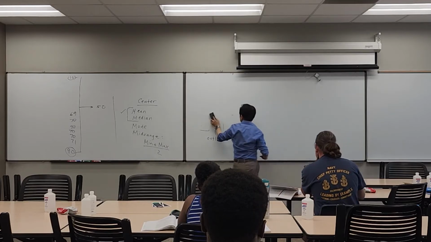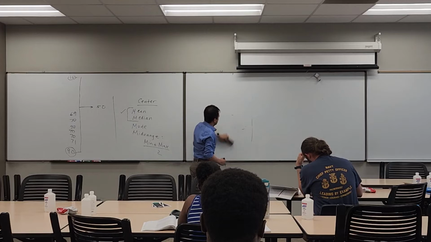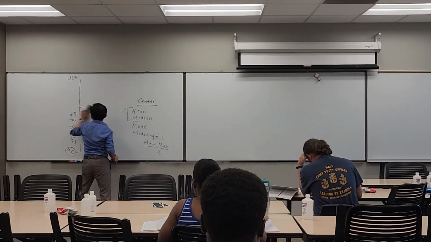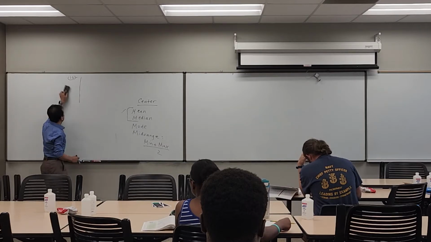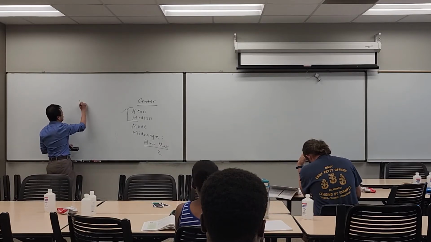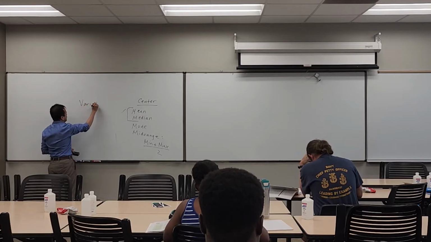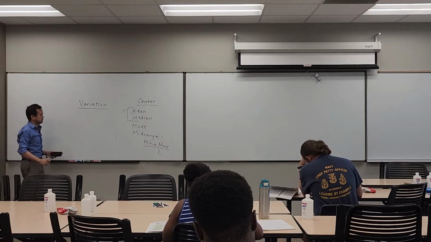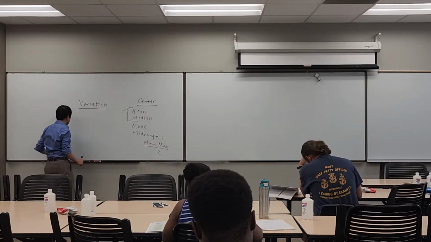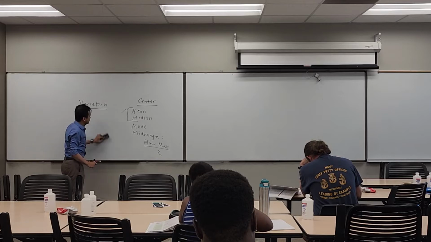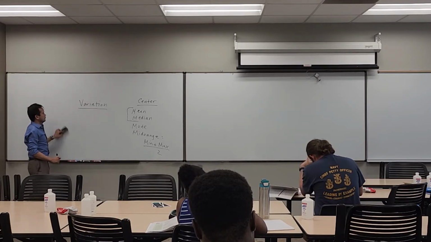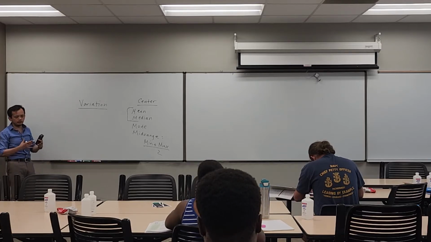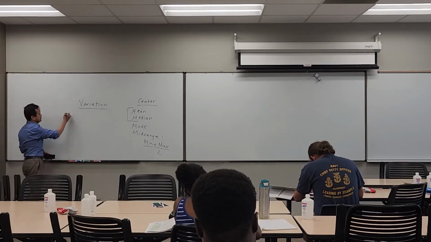So now that we've talked about measures of center, let's talk about something else we're interested in measuring, which is what we call variation. Variation is a measure of how spread out the data points are from each other.